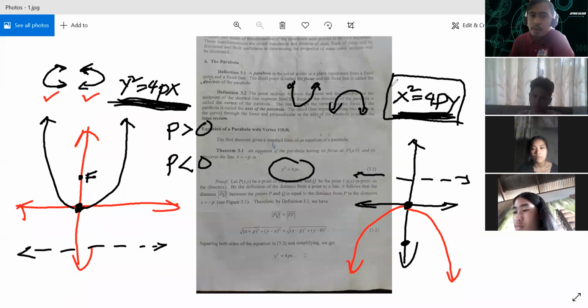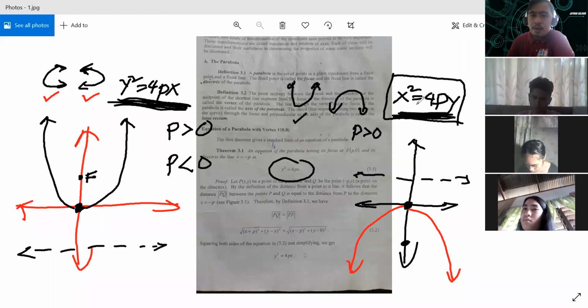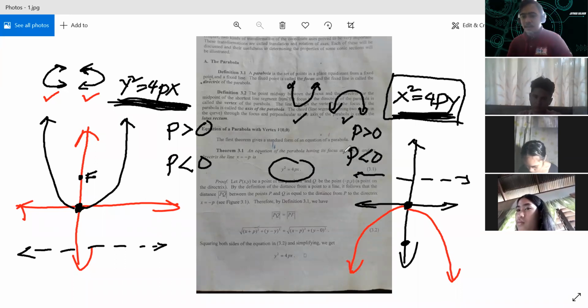So sa pikas na nga case, in this parabola, it's either up or down, right? So this parabola is opening up if the value of your P is greater than 0. Kung kini nga P is greater than 0 or positive, then your parabola is opening up. And if the P here in this form is less than 0, then your parabola is opening down. Clear? Nasabtan sa tanan?